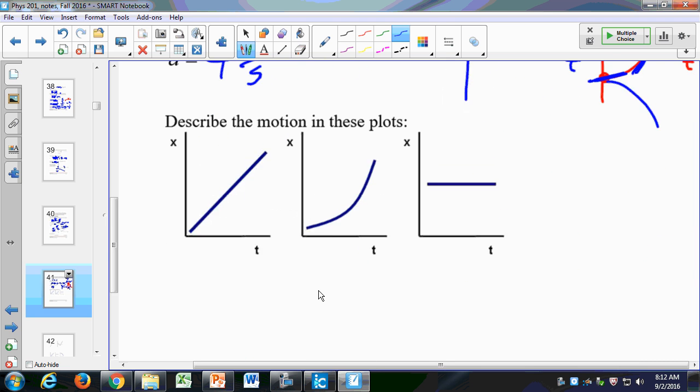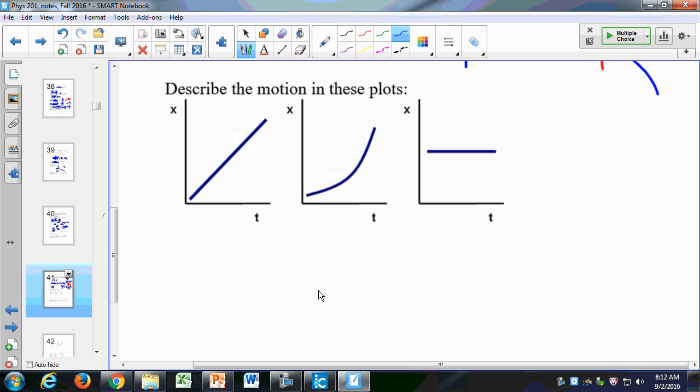All right, I want you to describe the motion in these plots. Describe, is the velocity positive or negative? Is it increasing or decreasing? Just answer those two questions right now. Is the velocity positive or negative? And is it increasing or decreasing? I'll give you about 15 seconds to think about it, and then I'll ask you.